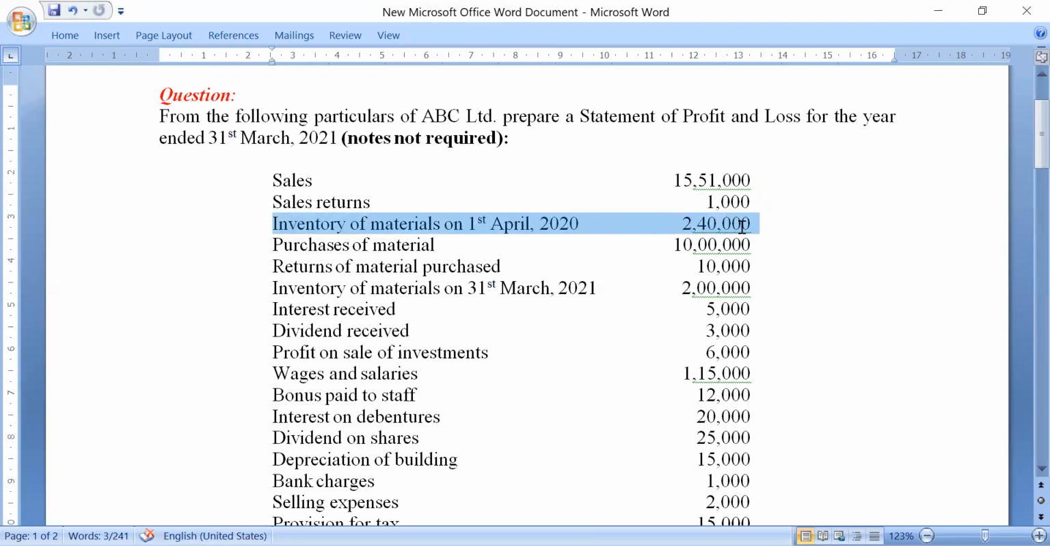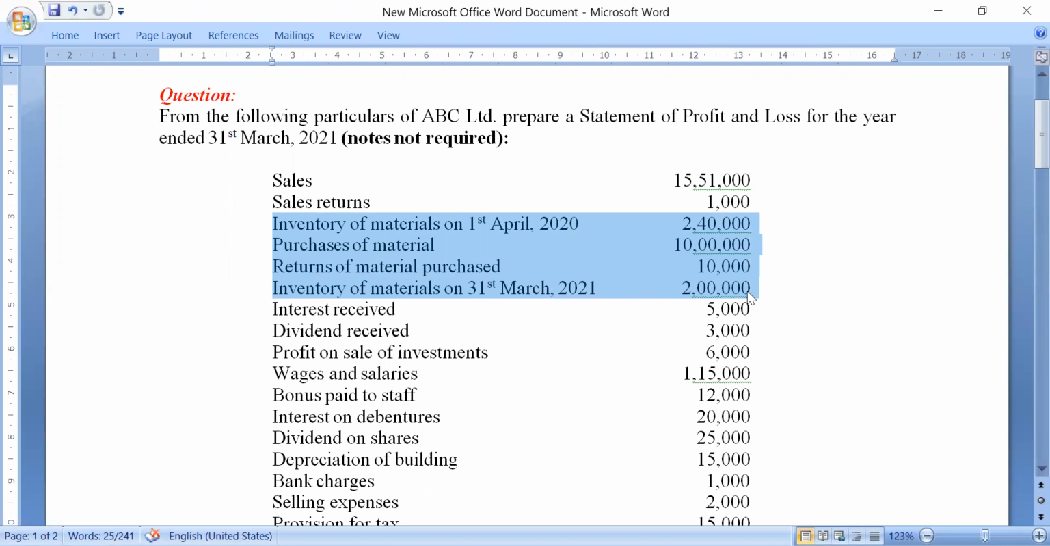Inventory of material on 1st April 2020 means the opening stock of material. Then there is purchase of material, that means more material was purchased. Then return of material purchased, that means purchase returns. And then the closing inventory of material is given. So actually these four items will be used to calculate the cost of materials consumed.